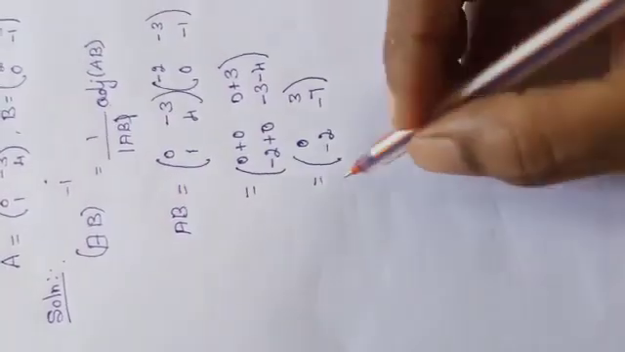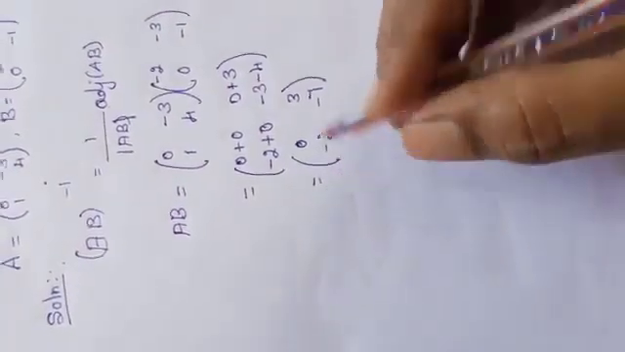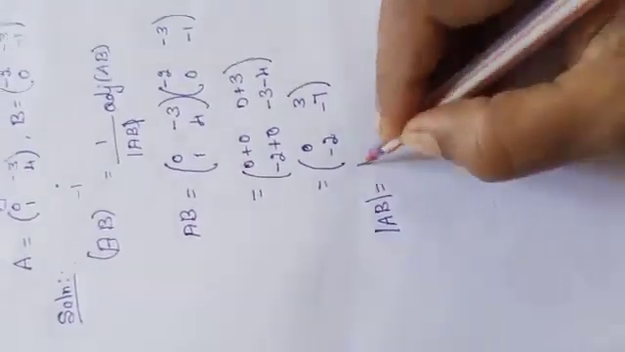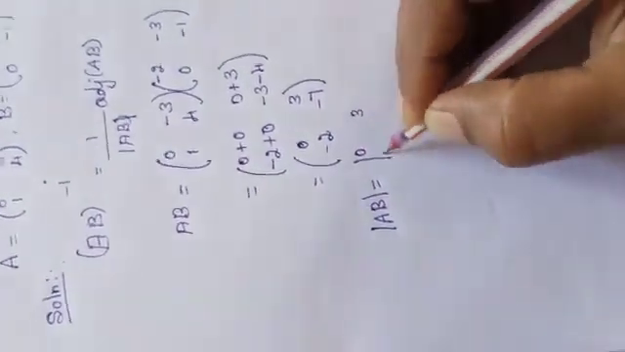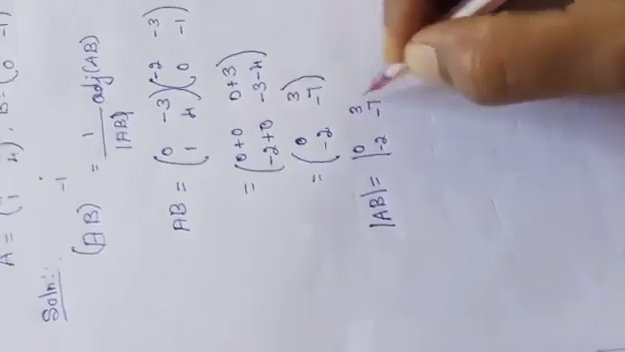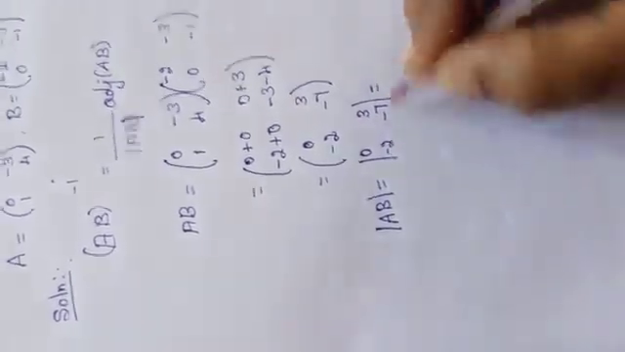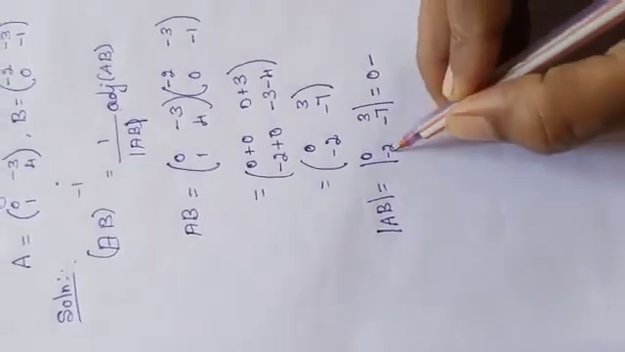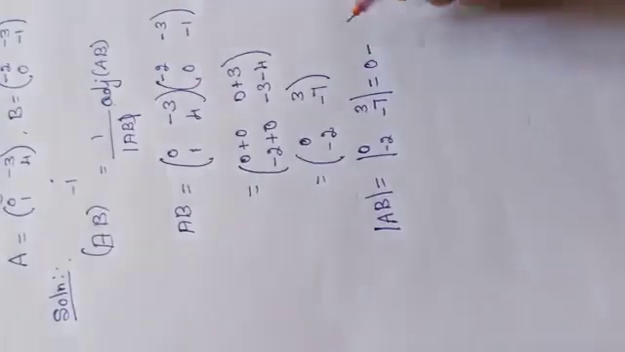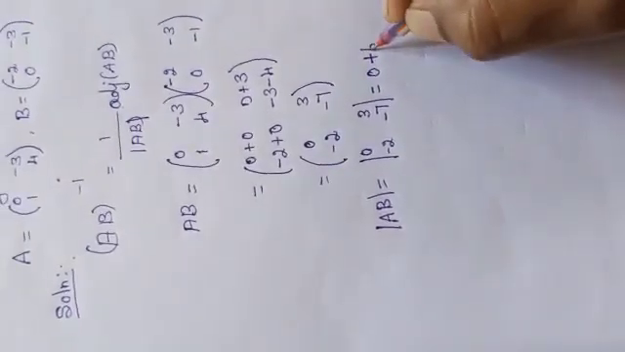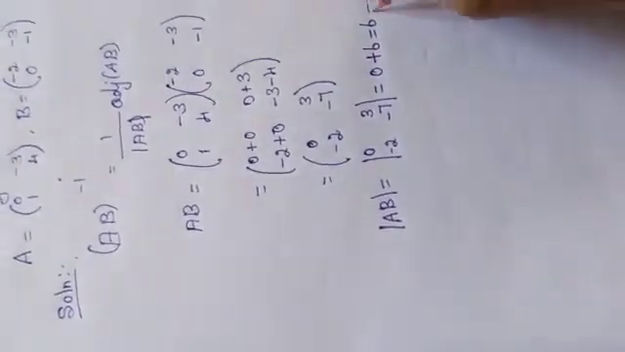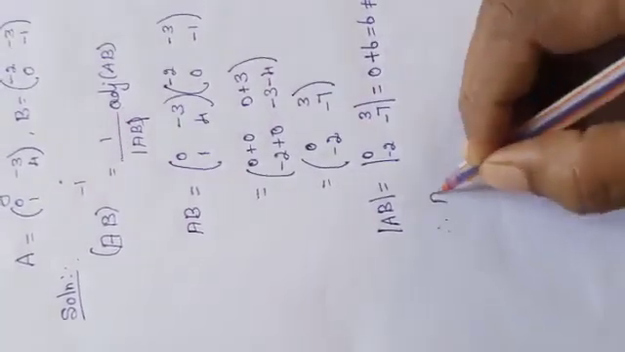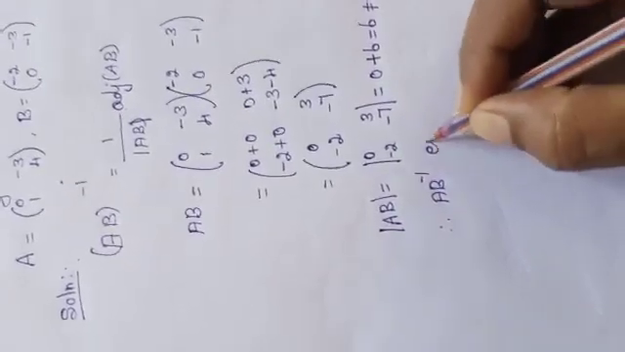Now first we have to find out whether the inverse exists or not. For that, determinant AB, that is determinant 0, 3, minus 2, minus 7, which is equal to 0 into minus 7, 0, minus minus 2 into 3, that is minus minus 6. So it will become plus 6, equal to 6. This is not equal to 0. Therefore, we can write AB inverse exists.